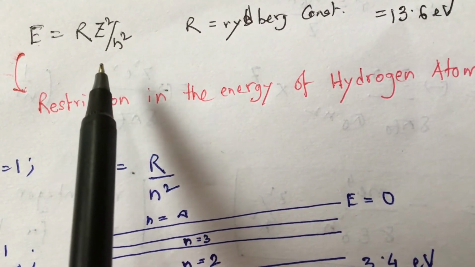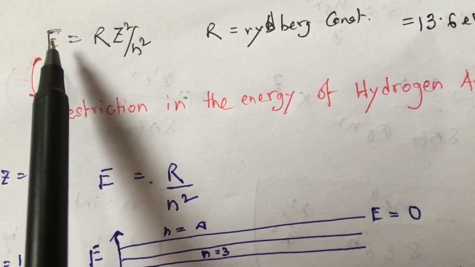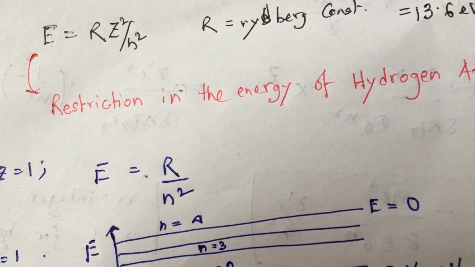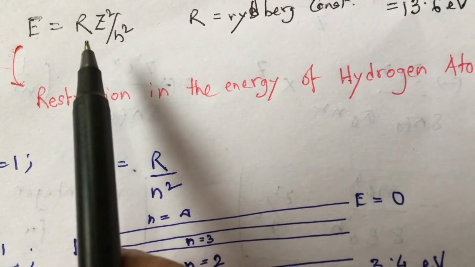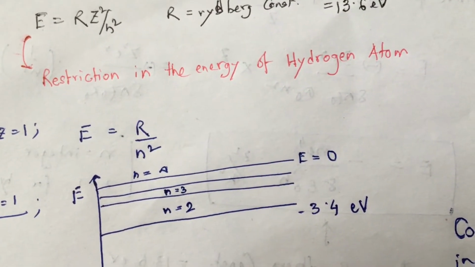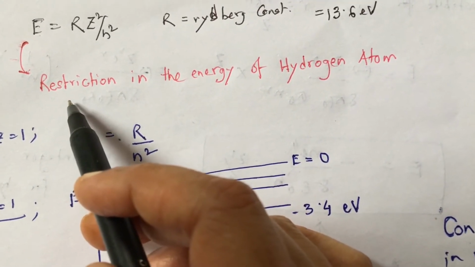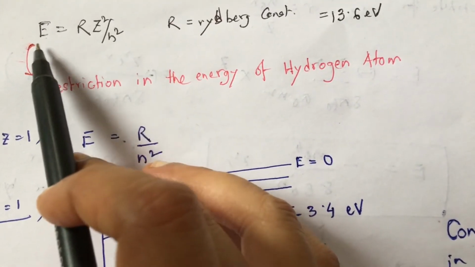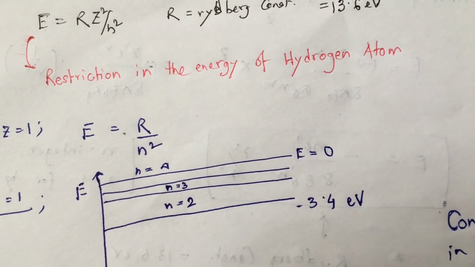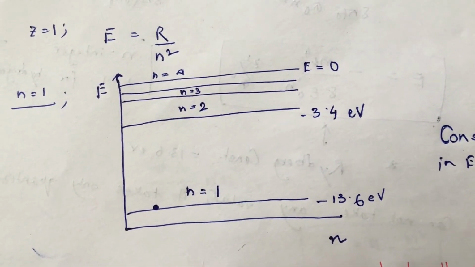For the hydrogen atom we need to put Z equal to 1, so E equals R by n square. R is a constant, so there is a restriction on the energy of the hydrogen atom itself. The electron inside the hydrogen atom cannot take just any value as it wishes. It has to take the energy values permitted by this relationship.